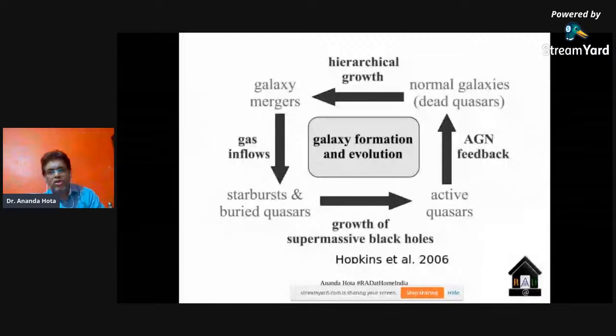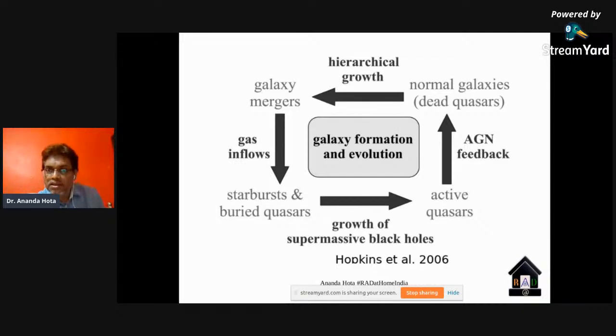So the hierarchical growth picture of galaxy formation and evolution is the central topic. Hierarchical growth means galaxies merge and become a big one. Gas flows in because of accretion, star formation happens, and the quasar becomes bright. By this accretion process the black holes grow and become active. The radiation and wind feedback blows away the gas. Because of less gas, the same thing happens: they become normal galaxies again.